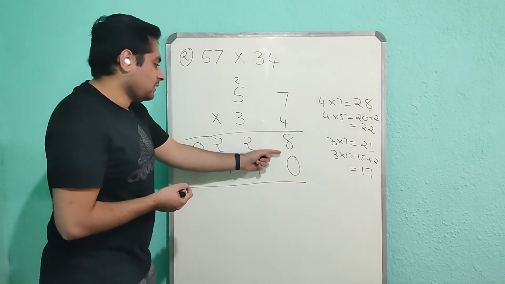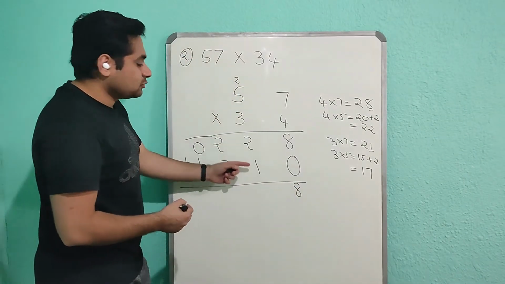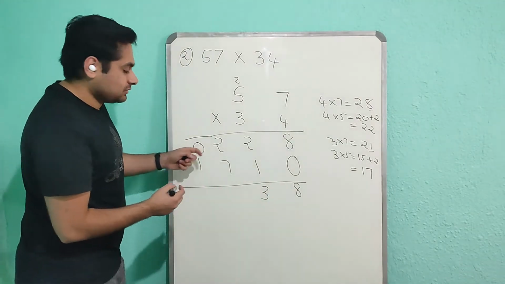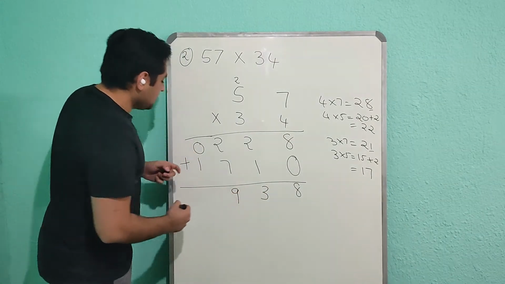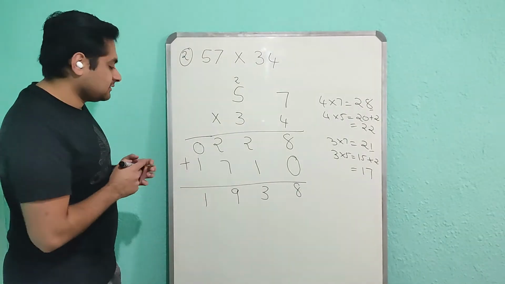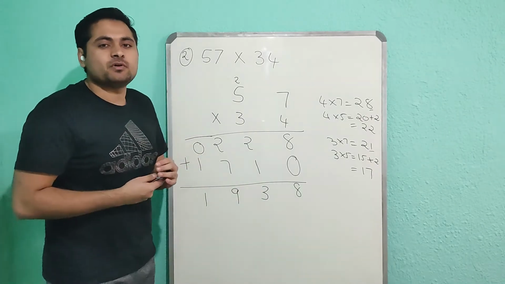Now we need to add. What is 8 plus 0? 8 plus 0 is 8. What is 2 plus 1? That's 3, right? What is 7 plus 2? That's a 9, correct? And what is 0 plus 1? That's a 1. So therefore your final answer is 1938. Let's move on to the next example.